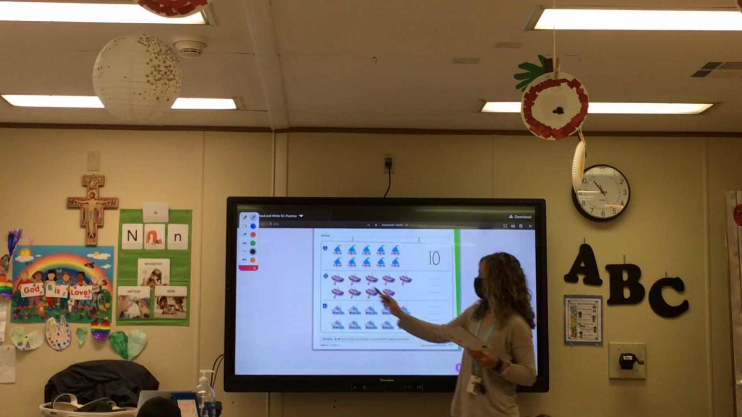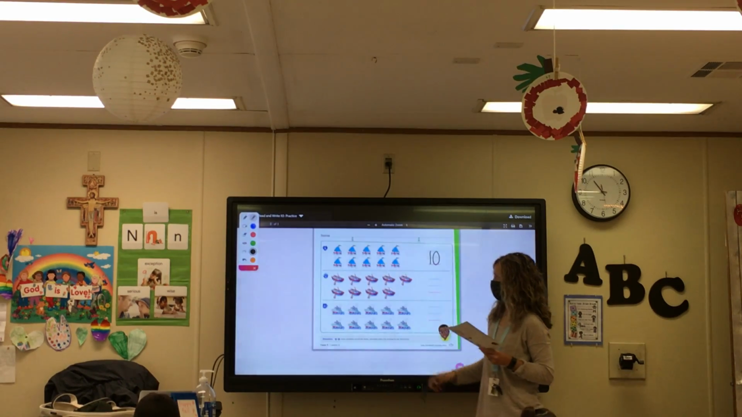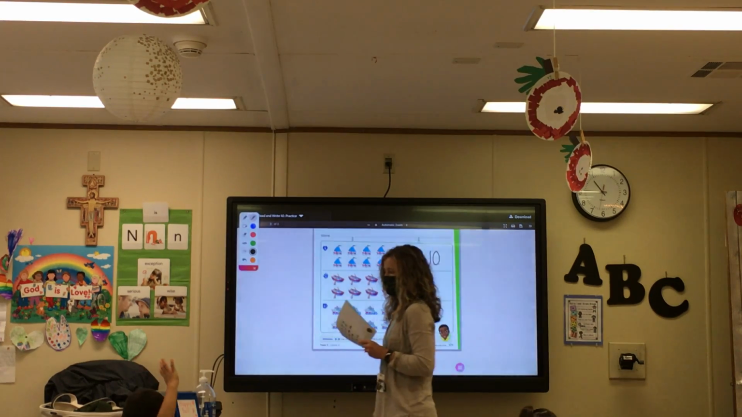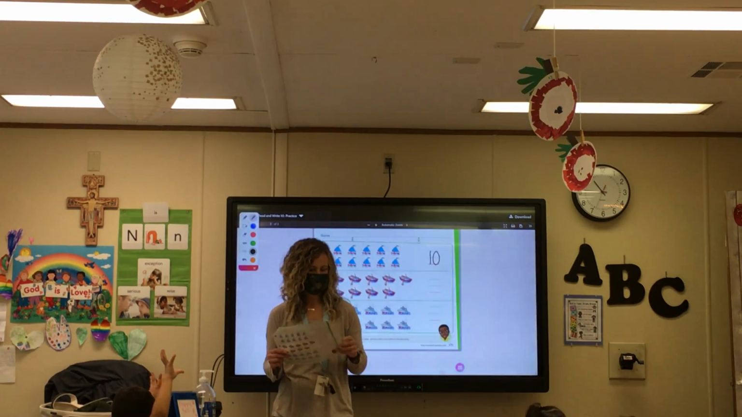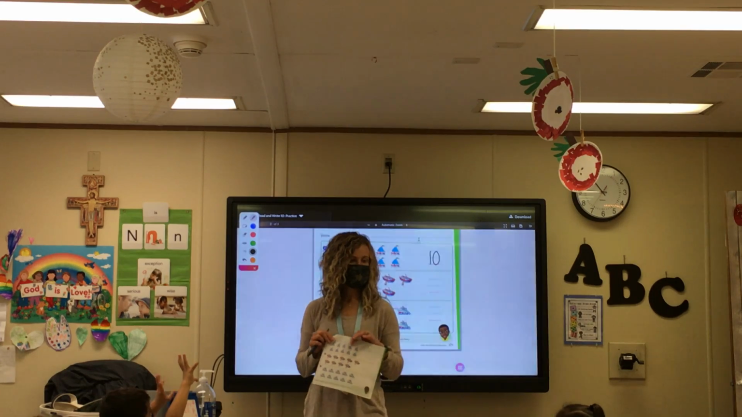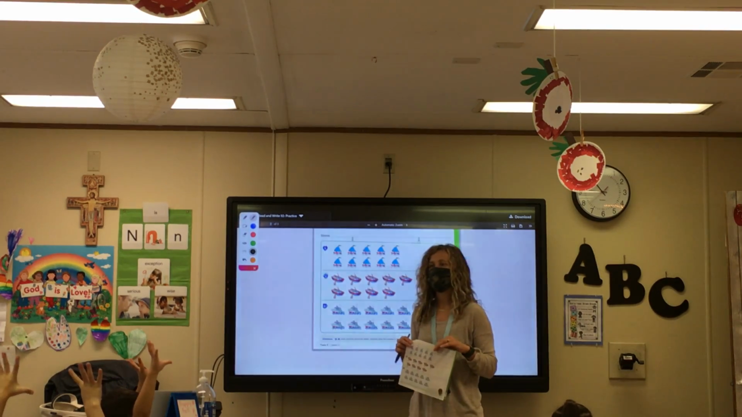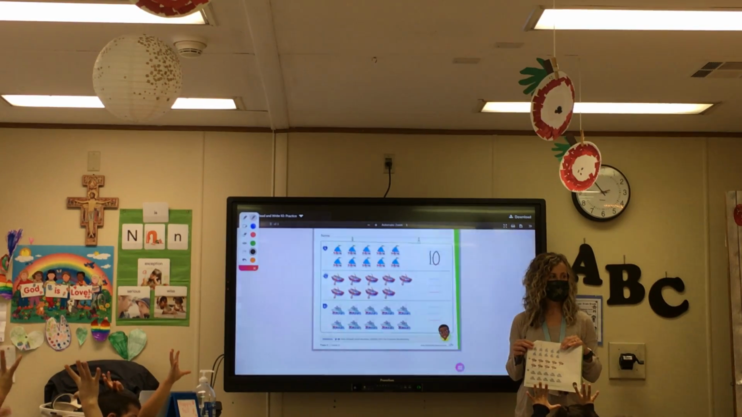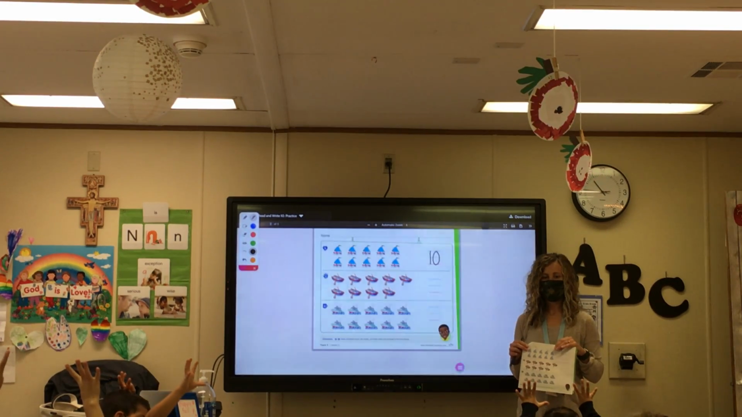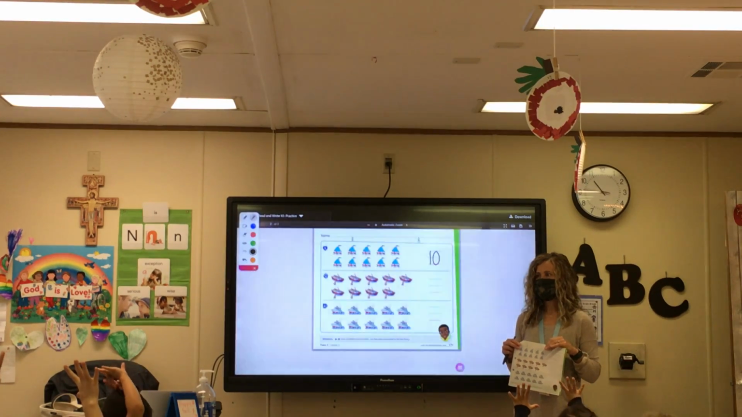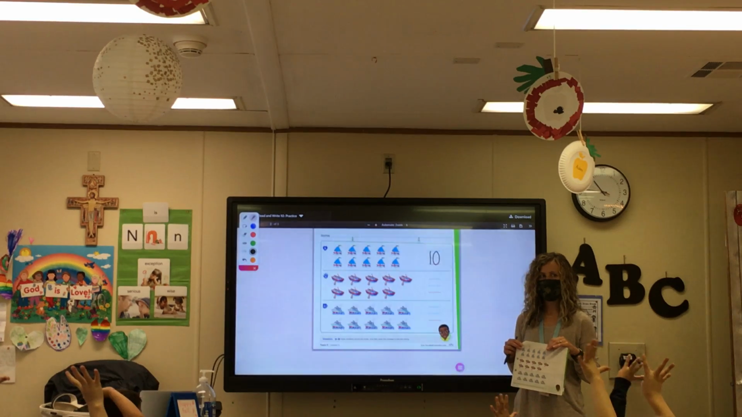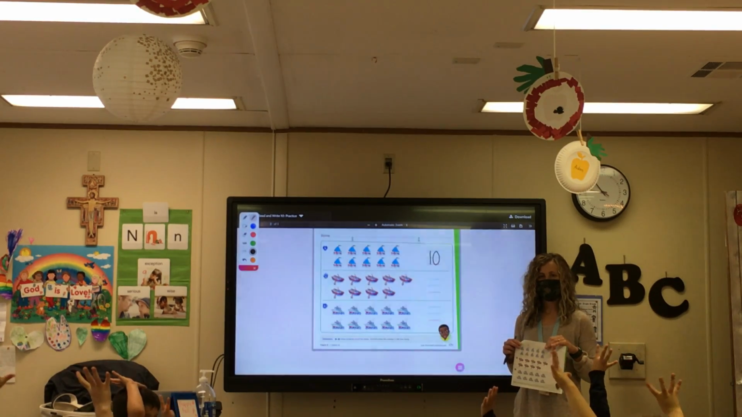Okay, quietly count the little boats, and then hold up that many fingers. Show me that many fingers. Just double checking and looking at everybody's. Okay. Victoria, where's your fingers? Hold up that many fingers. Okay, everybody, how many is it?